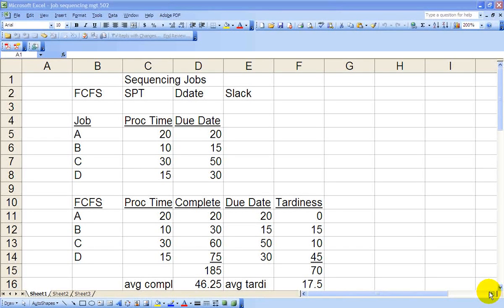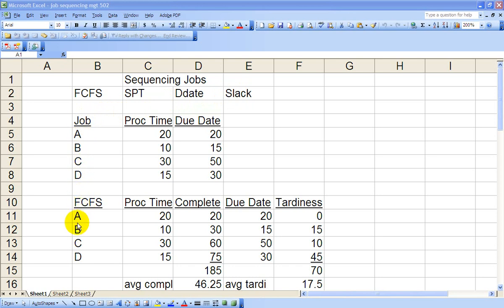Hi again. Next, I'd like to discuss an example of sequencing jobs in a job shop. Say, for example, you've got a workstation and jobs are arriving at your workstation. And I'd like to discuss the four different rules: first come, first serve, shortest processing time, earliest due date, and lowest slack. So first come, first serve is like the default rule. Let's assume that jobs A, B, C, and D come to your workstation in that order.